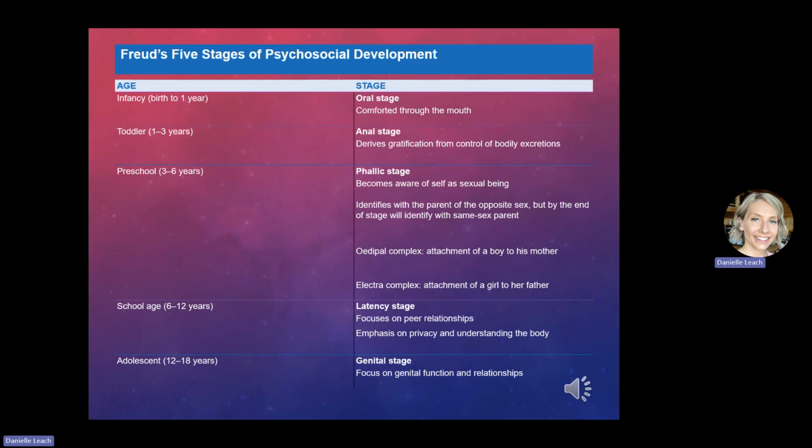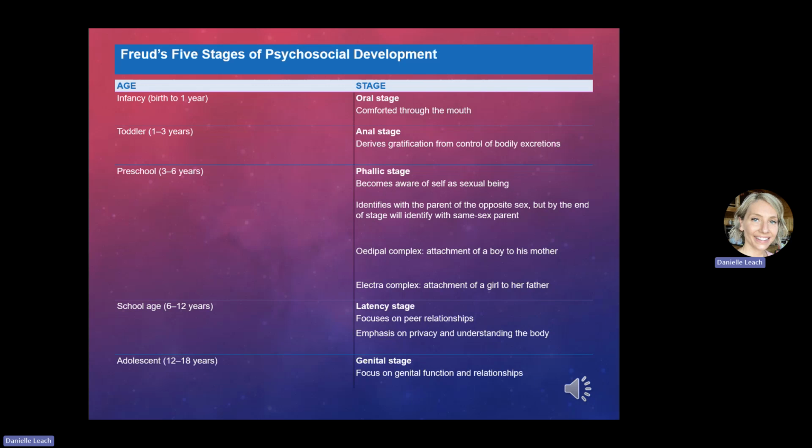So basically, during this time period, they are usually potty training. So this sort of makes sense. During this time, it's sort of like they are getting, I guess you could say, pleasure from learning how to be potty trained. During the preschool years, ages 3 to 6, this is called the phallic stage.